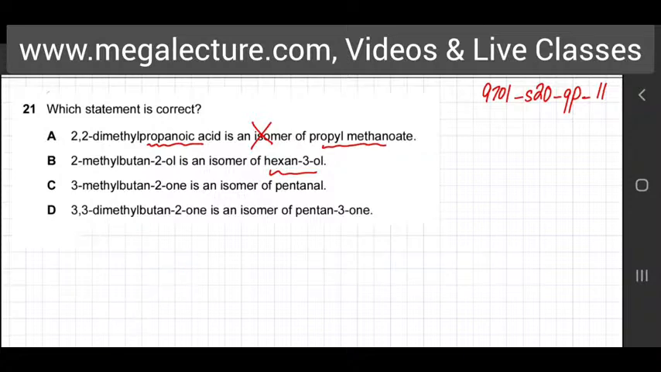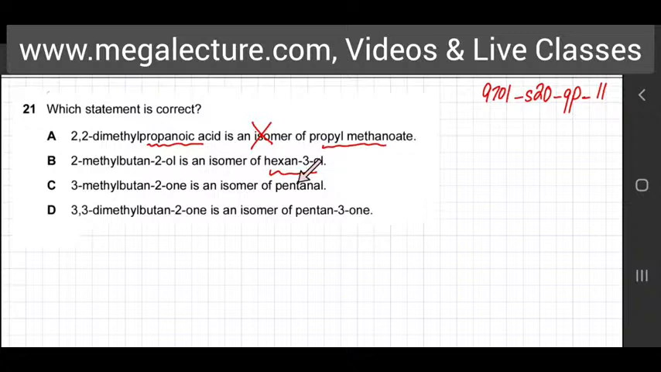So clearly you can see that they're not isomers of each other. So let's focus on the other one. 3-methyl-butan-2-one is an isomer of pentanal. Aldehydes and ketones are isomers of each other because the ketone has a C=O, but it's in the middle of the chain. An aldehyde has a C=O, but it's at the end of the chain. So they have the same molecular formula, but structurally they're different.